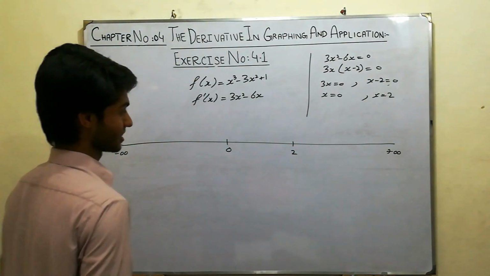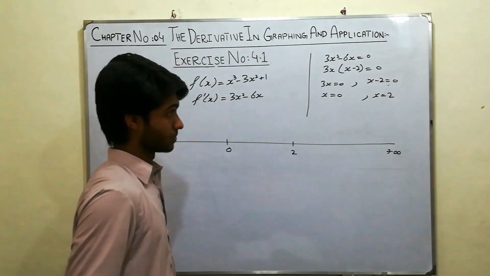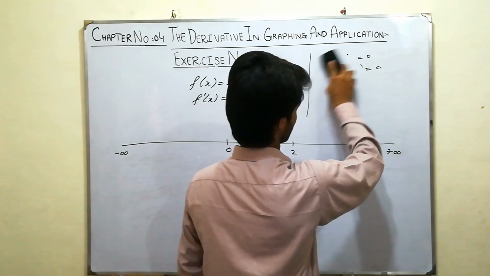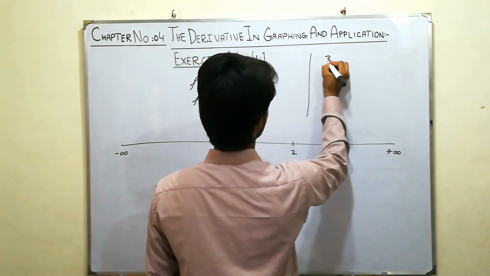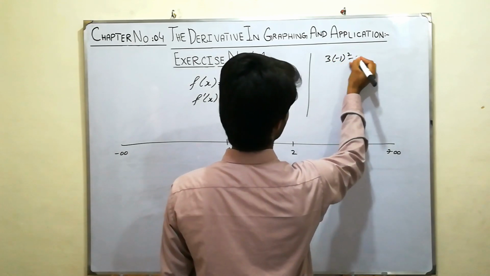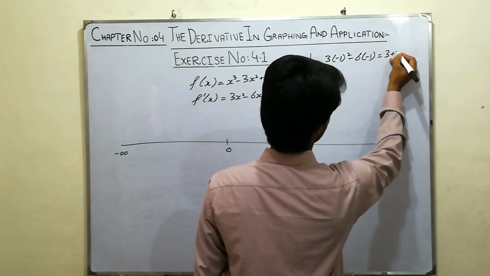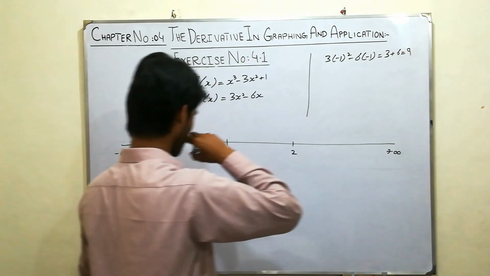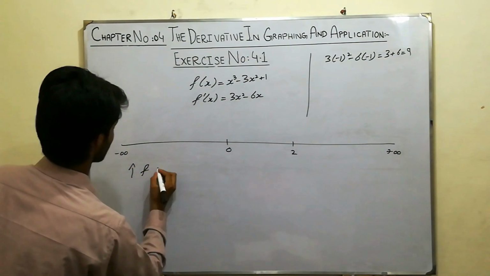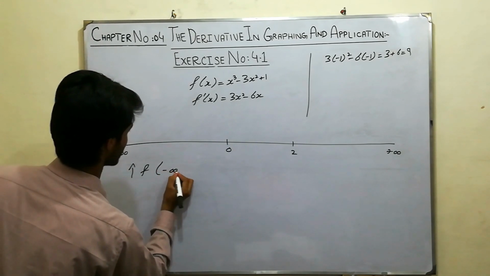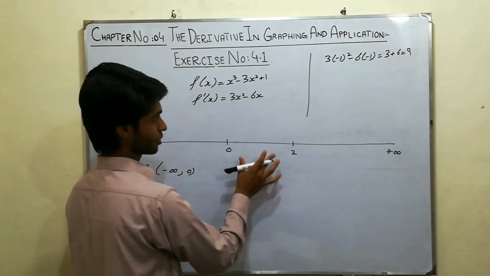Now check the increasing and decreasing function. If we put a value less than 0 in the function, if we put minus 1 in the function, we have 3 times minus 1 squared. We have a positive value, so the function is increasing. The function is increasing from minus infinity to 0. If we put in between 0 and 2, let's suppose 1.